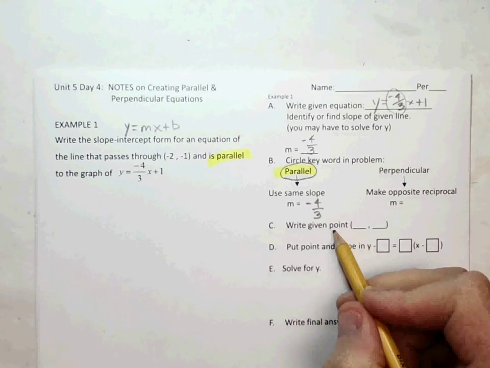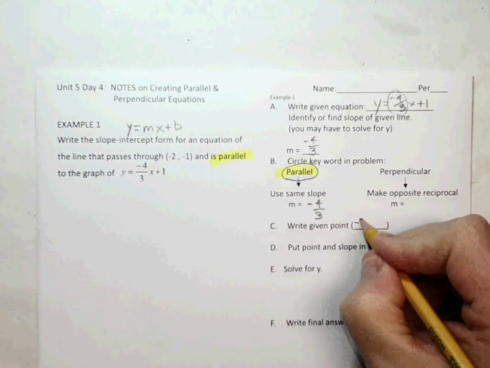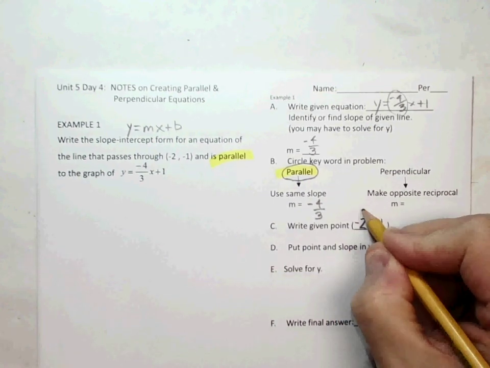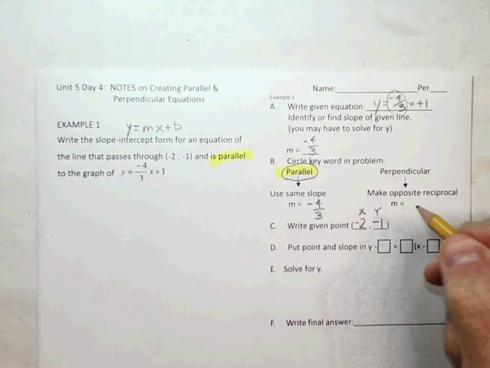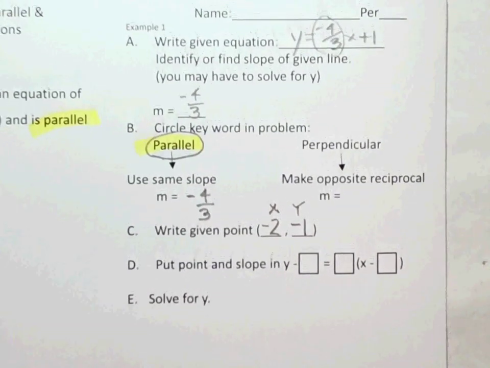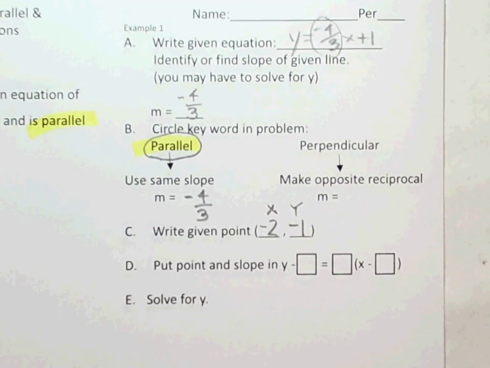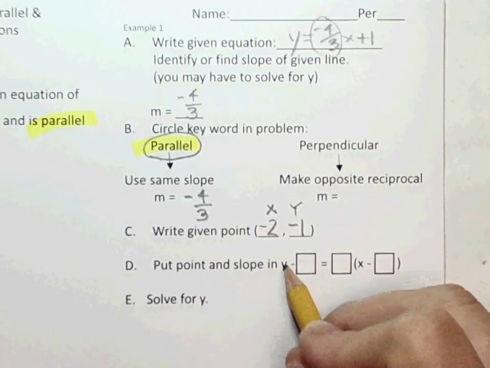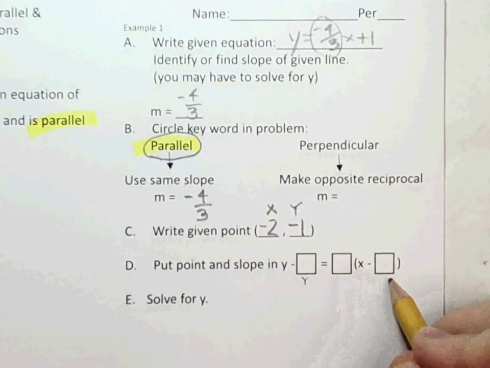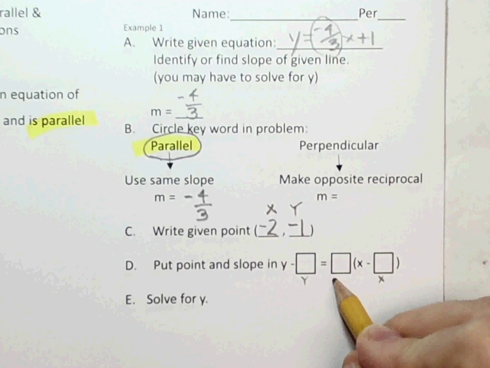Now we're going to write the given point from the problem. So we're just going to transfer. We're going through a -2, -1. Remember, this is my x, and that's my y. Now we're going to put it in our point slope form. Remember, in the point slope, y goes with y's, x's go with x's, and slope goes in the middle.